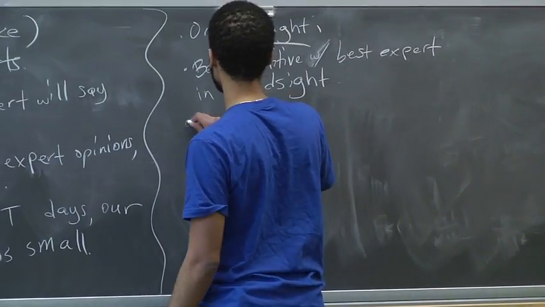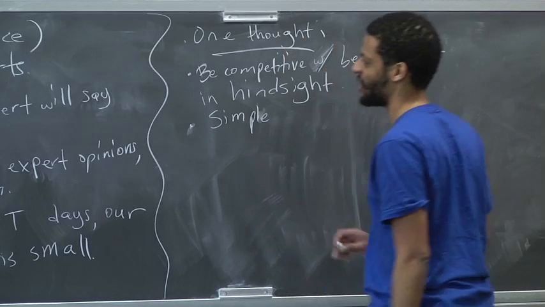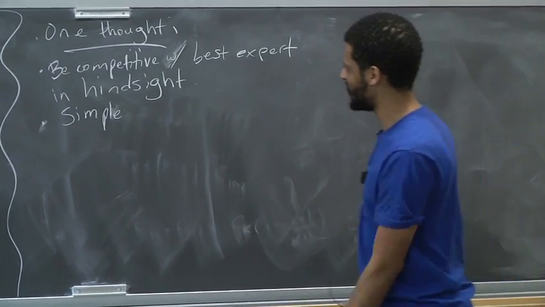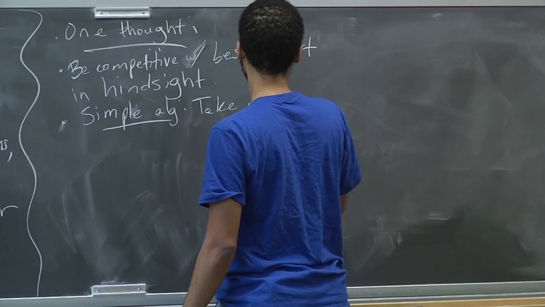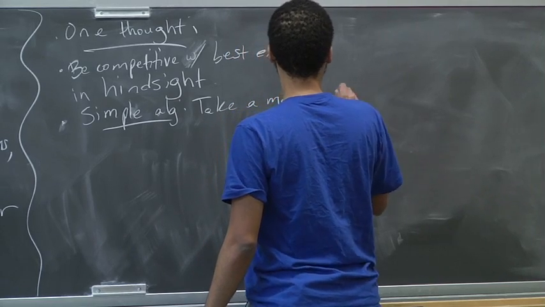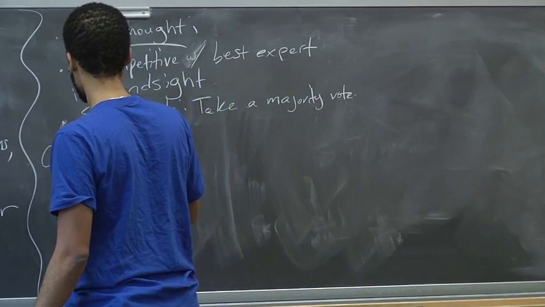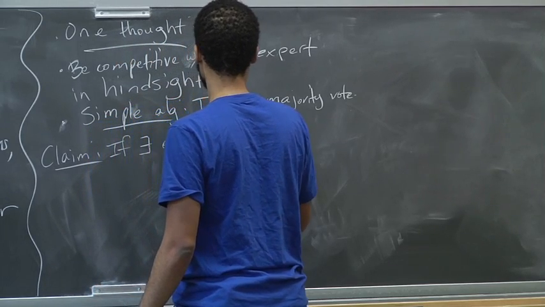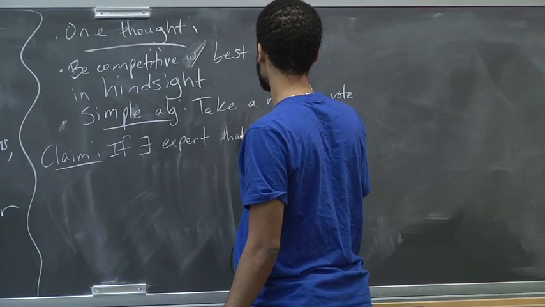So, one simple algorithm. Over the lecture we are going to see how to get more complicated in terms of taking the history into account. But first let me start off with something really simple. Simple algorithm: just take a majority vote. Okay, and then claim: if there exists an expert that never makes a mistake.